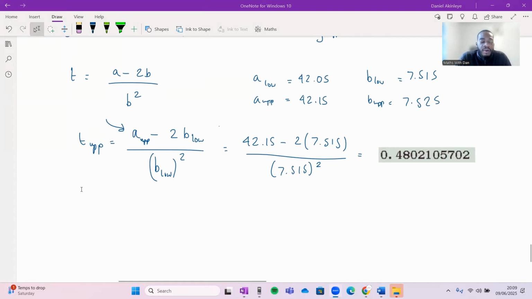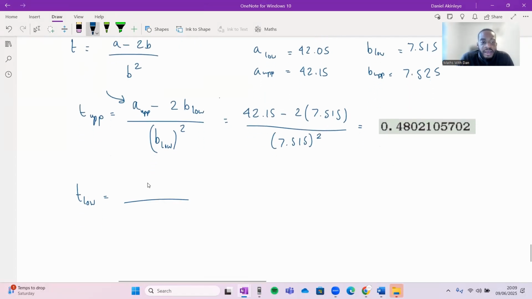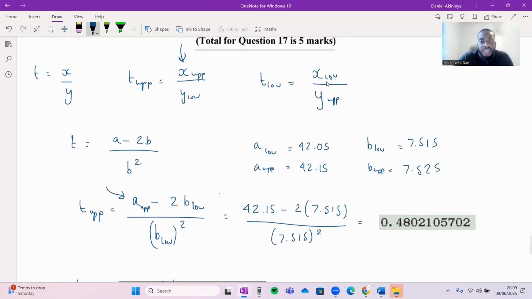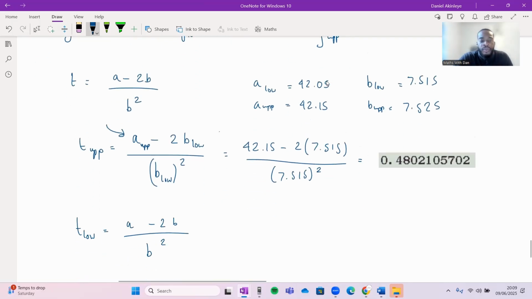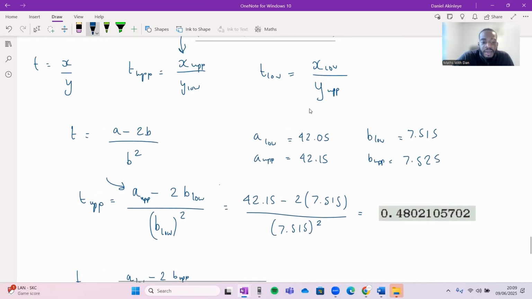Yeah. Now for the lower bound, t low, it's going to equal a minus 2b over b squared. But what boundaries am I going to use? Well, I want this to be as small as possible. The formula says that the numerator needs to be as small as possible. So the thing that I'm adding, which is the a, I want it to be as small as possible. And because I want it to be as small as possible, the thing that I'm taking away, I want it to be as big as possible, right? So that's going to be the upper bound. And then the b in the denominator is going to be the upper bound as well, because the formula says that the denominator needs to be bigger. Yeah.